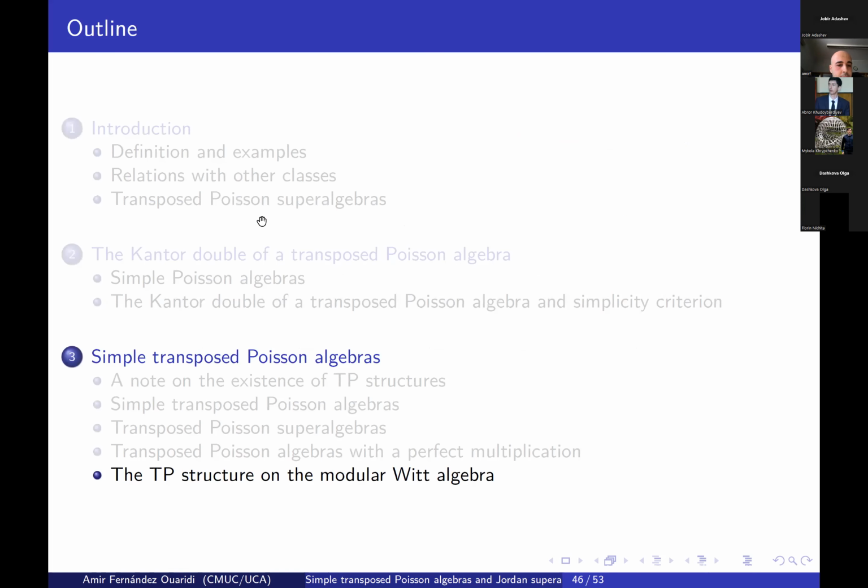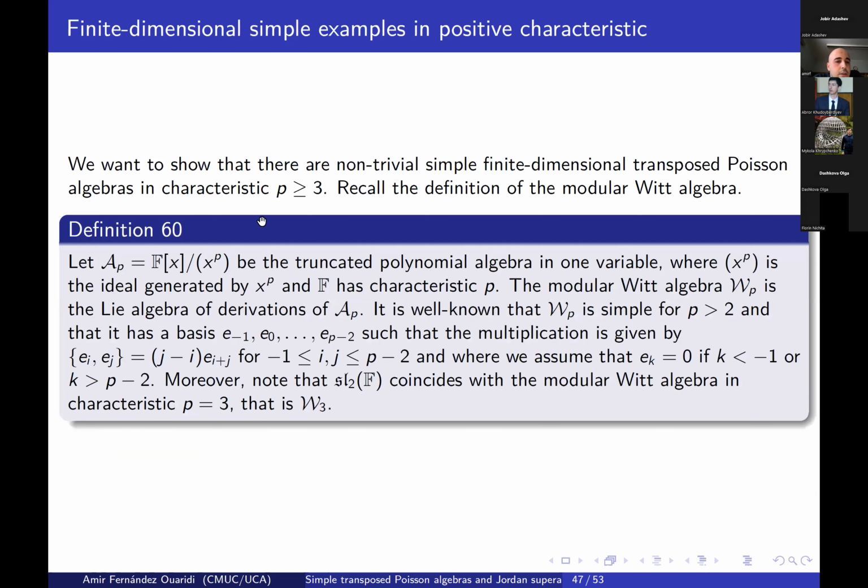Now, let's talk about some examples of finite-dimensional simple transposed Poisson algebras, which can be found in the case of fields of positive characteristic. So we want to show that there are non-trivial simple finite-dimensional transposed Poisson algebras in characteristic P for P greater than 3. And we have to recall the definition of a modular Witt algebra.